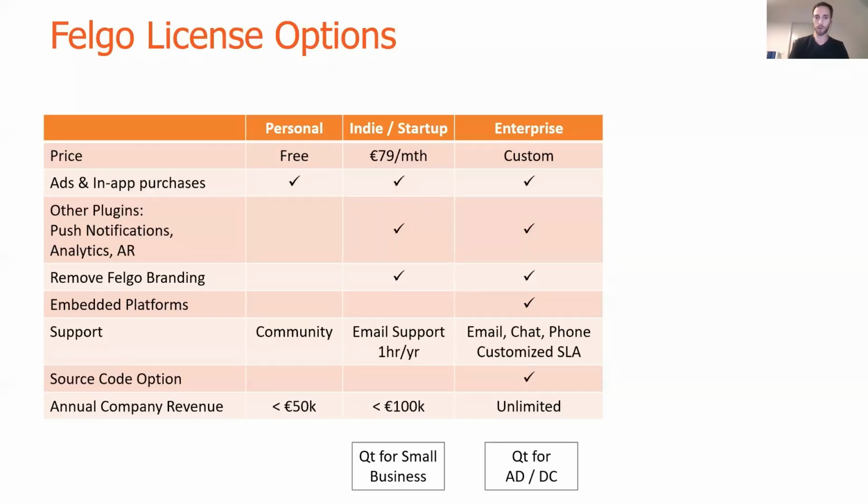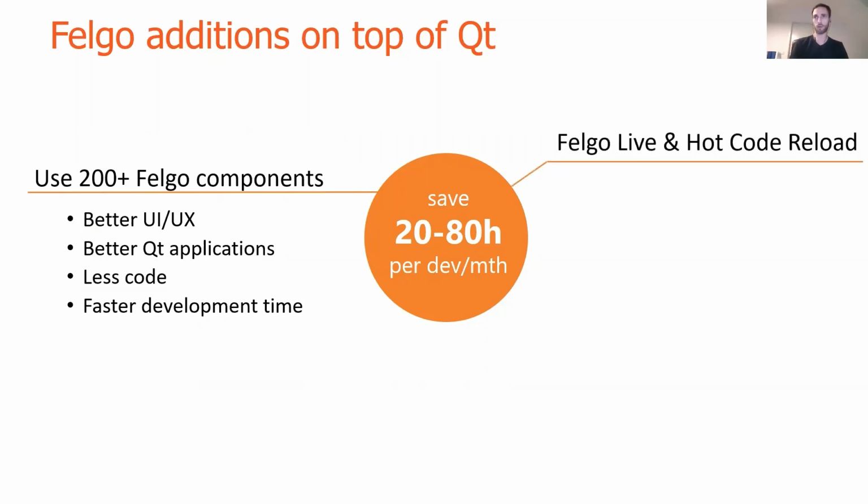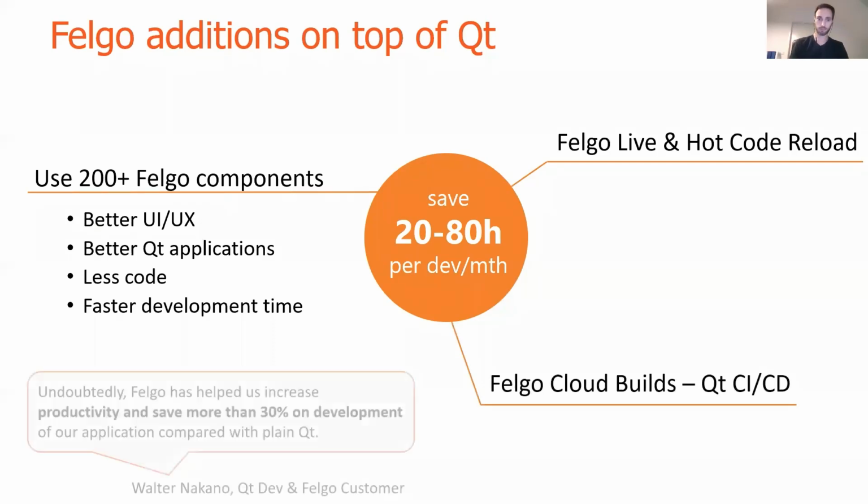So in summary, the main extensions that Felgo adds are, of course, the sheer number of 200 additional APIs, where which ones are the most useful depends on your use cases and requirements. But basically, you can get a better user experience by using the Felgo APIs and make better Qt applications for mobile. And then, of course, the Felgo Live and Hot Reload plus the cloud build solution that you get on top.